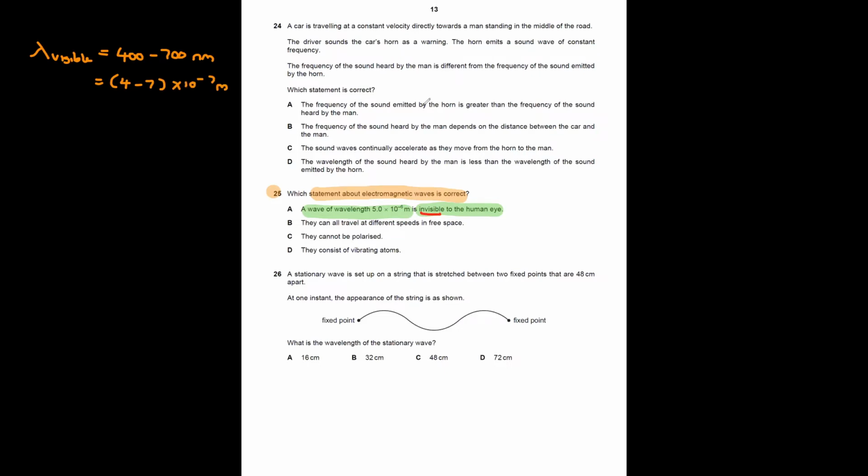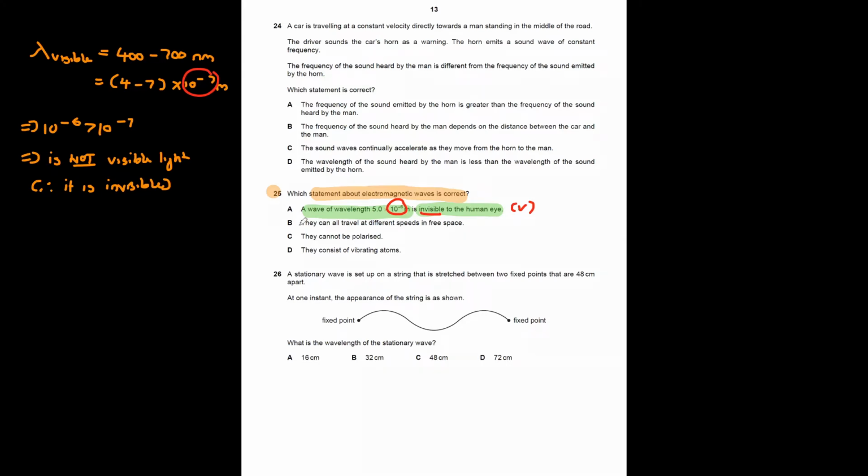So right now, just look at the power of tens of the wave. This is 10 power minus 6, but this is 10 power minus 7. So 10 power minus 6 is more than 10 power minus 7. So this wave is not visible light. Therefore, it is invisible. Okay, so answer choice A would have been correct here. But let's double confirm with the rest of the answer choices.